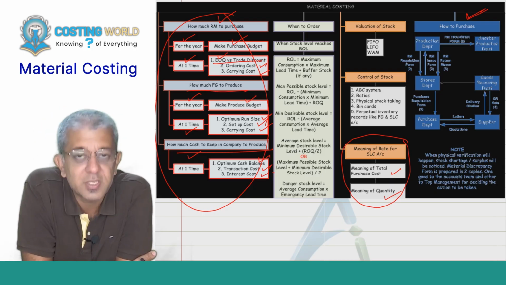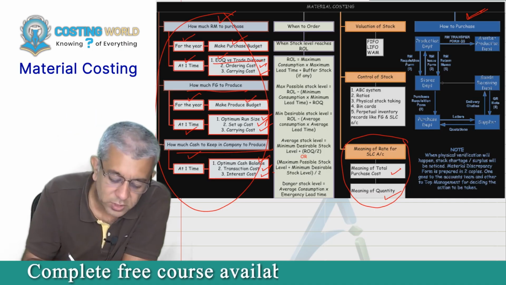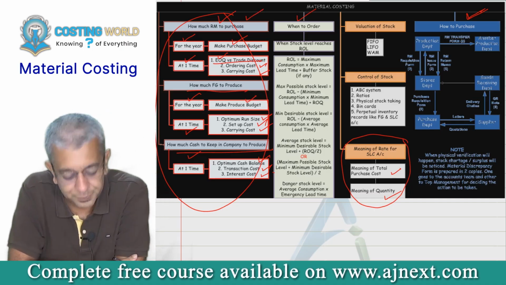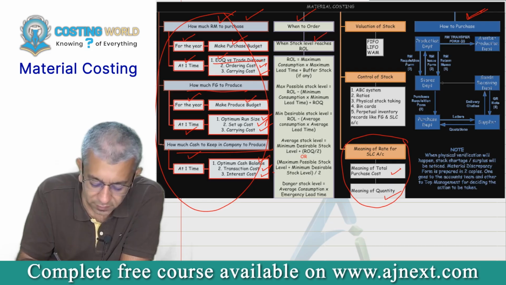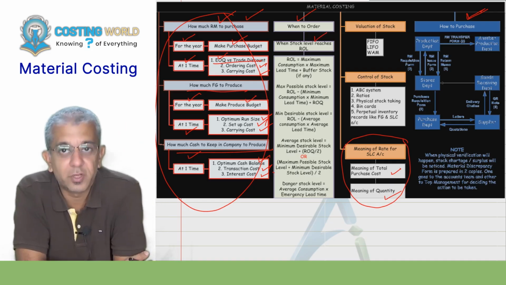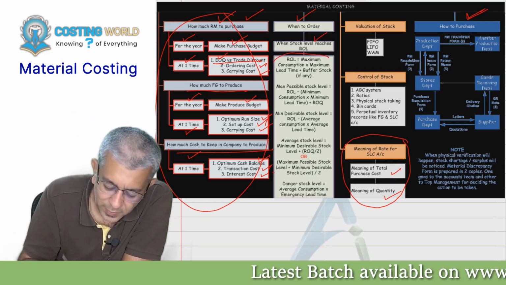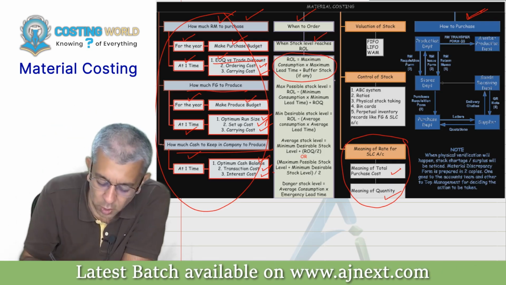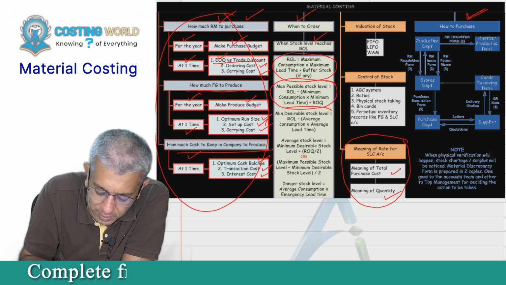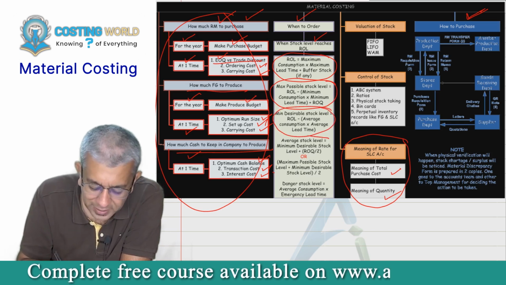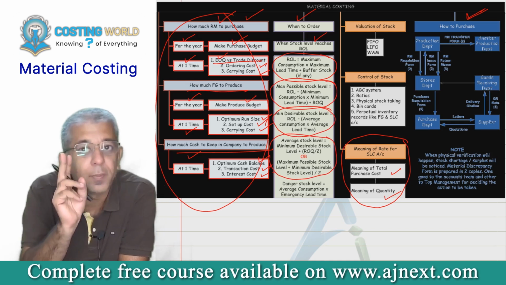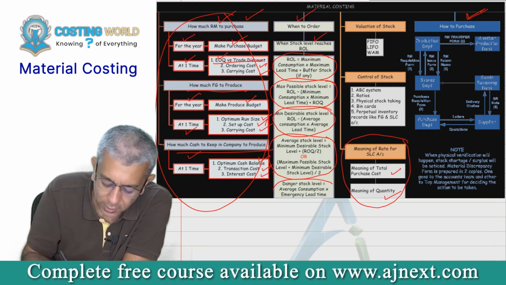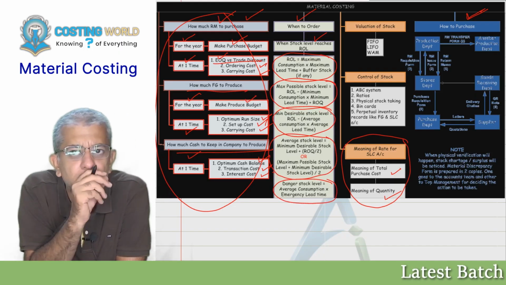Okay. And then we started with the reorder level. So therefore this was how much to order. This is all about when to order. So when to order, when stock level touches your reorder level. So therefore reorder level is maximum consumption plus maximum lead time plus buffer stock if any. Then your maximum possible stock level we did, then minimum desirable stock level we did, then average stock level I told you by two formulas. Okay, and then we had also done danger level. You all remember all these things?